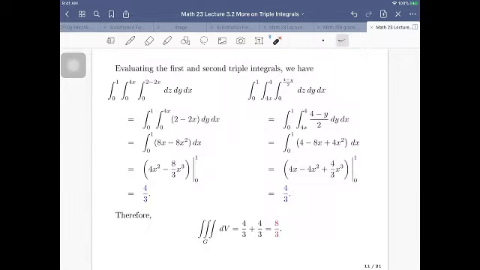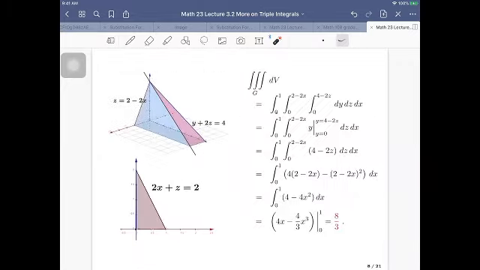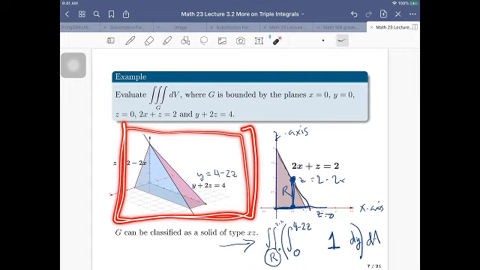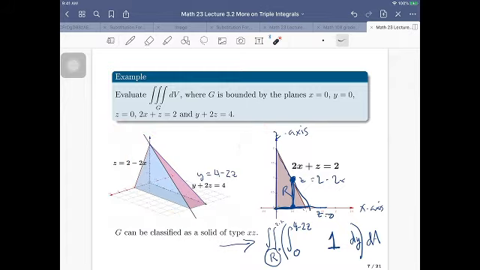Okay. Before we go to the second example, let's go back to the problem and see if we can rewrite this as a solid of type YZ, right? So is this a solid of type YZ? How can you tell? Again, you have two questions. The first one is, can you define the region that is a projection of the solid onto the YZ plane? So the YZ plane is this plane, right? So the projection would be this triangle, sure, yes.